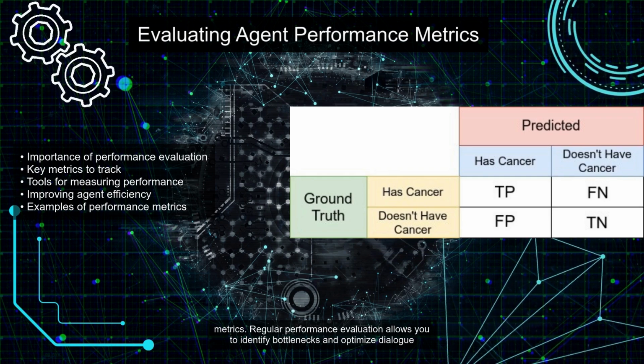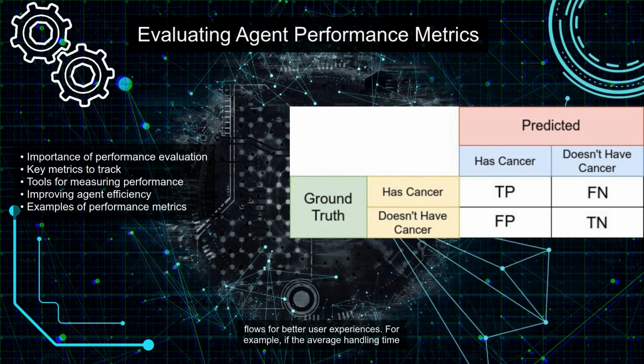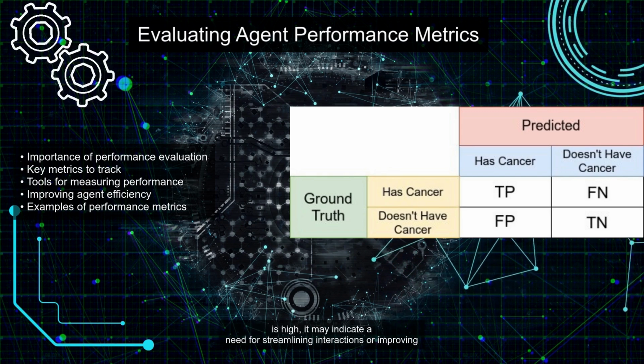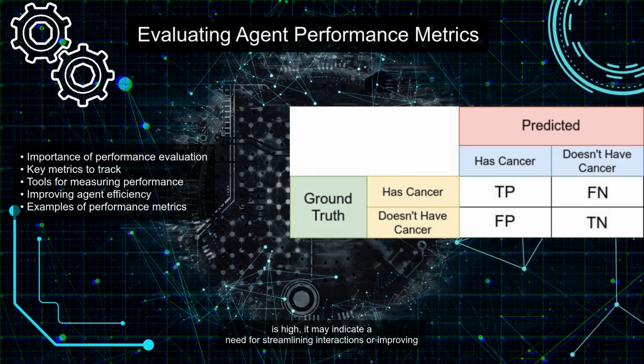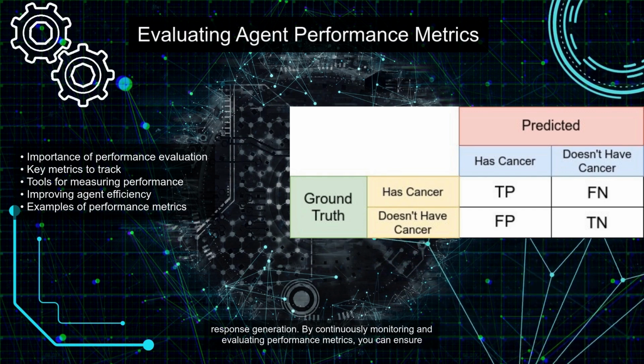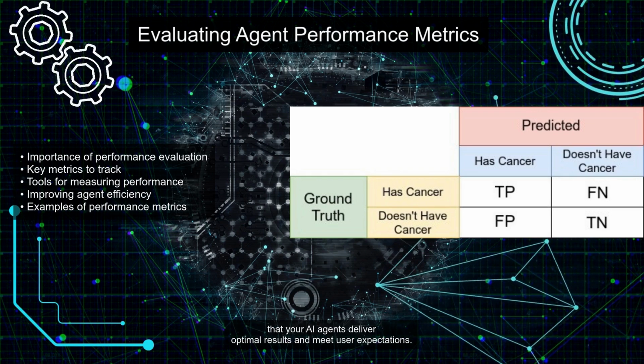Regular performance evaluation allows you to identify bottlenecks and optimize dialogue flows for better user experiences. For example, if the average handling time is high, it may indicate a need for streamlining interactions or improving response generation. By continuously monitoring and evaluating performance metrics, you can ensure that your AI agents deliver optimal results and meet user expectations.